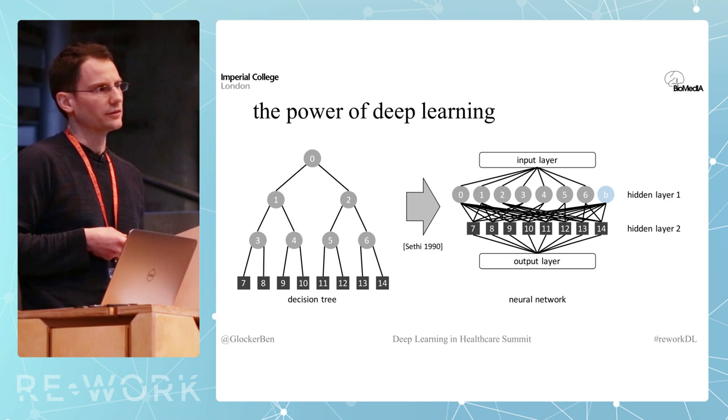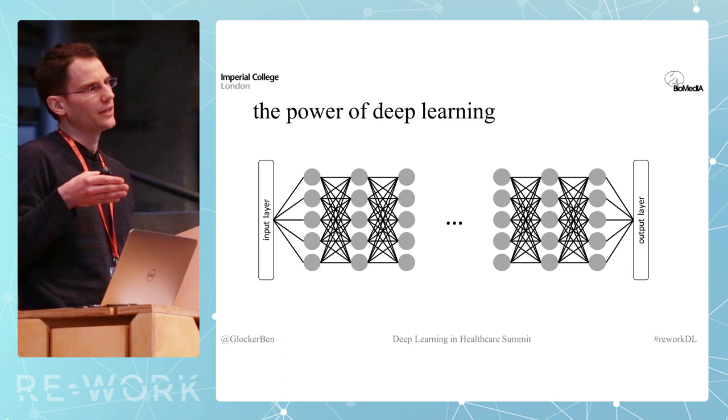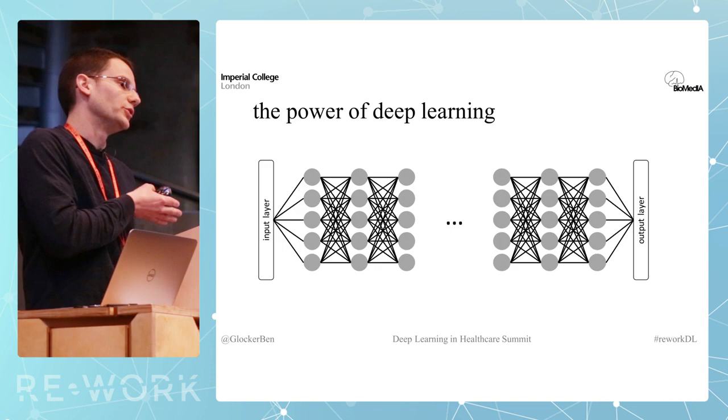So if you look at what models are used these days, you have lots of hidden layers stacked on top of each other. And this stacking of hidden layers allows you to learn these very complex data associations between your input data and your output data. And that's where the power is coming from.